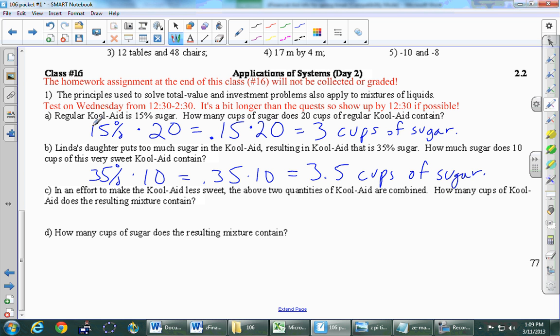Okay, so we had 20 cups of regular Kool-Aid and then another 10 cups of regular Kool-Aid. We're not looking at the sugar, just the liquid. So how many cups of Kool-Aid? 30? All right, so 10 plus 20 is 30. 30 cups of Kool-Aid.